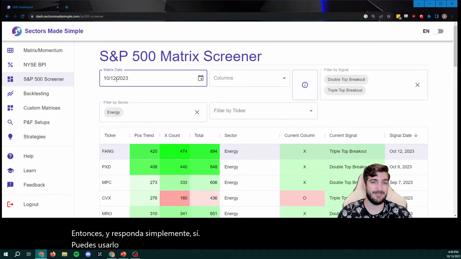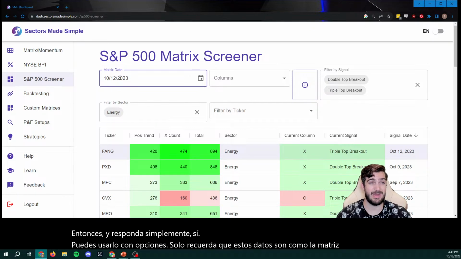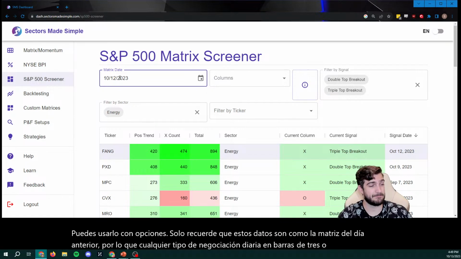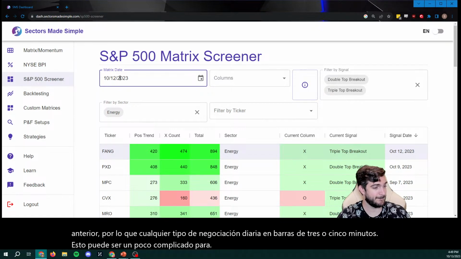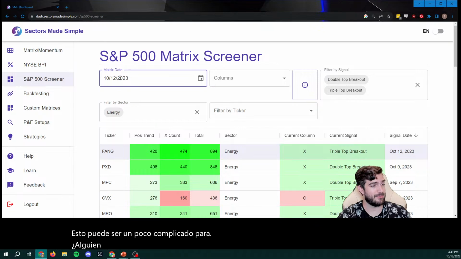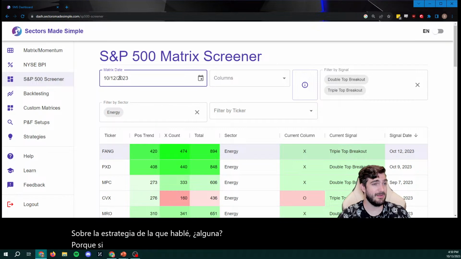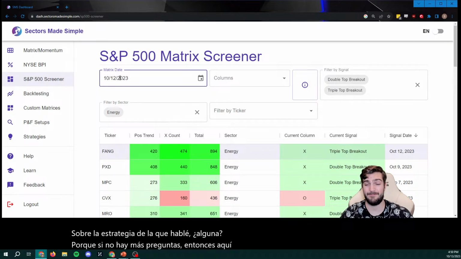Just remember, this data is, just like the matrix, from the previous day. So any sort of day trading on 3 or 5 minute bars, this might be a little tricky. Does anyone else have any other questions about the screener, about the strategy that I talked about, anything? Because if there are no more questions, then this is where we will leave things for today.